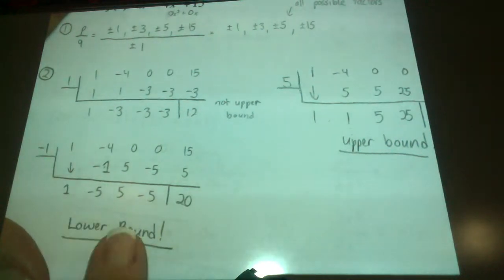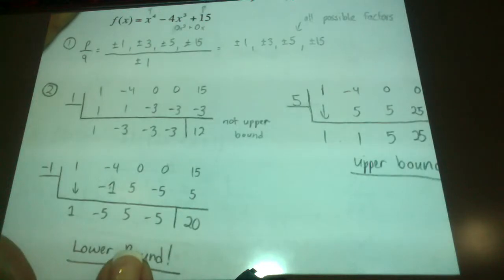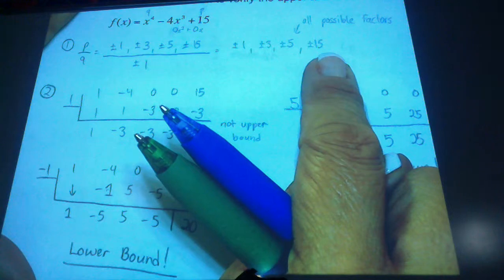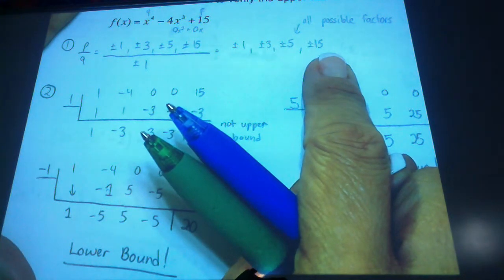So I know that I don't choose any numbers less than -1. So on these choices, I'm not going to choose -3, -5, or -15. So that cuts my work in half.